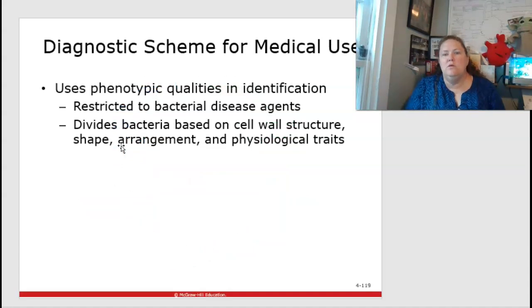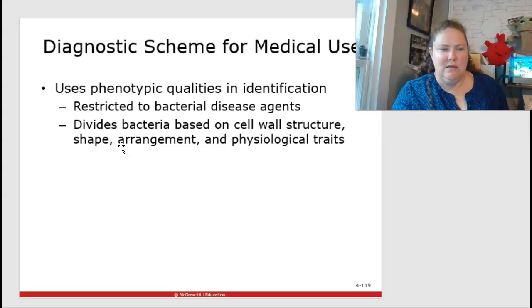Okay, well, we use these diagnostic schemes for medicine. And so it's going to use phenotypic qualities in identification. And this is restricted to bacterial disease agents. And this divides bacteria based on cell wall structure, shape, arrangement, and phylogenetic traits.